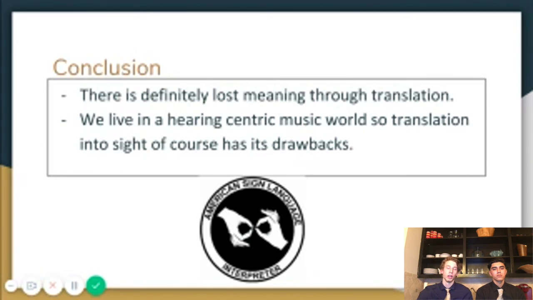So, conclusion. There is definitely meaning lost through translation. After all, it is hard to portray sound as something visual. Currently, translators are trying to think of creative ways to show this. Unfortunately, it will take time for these new creative translations to be understood by the entire deaf community as a whole.